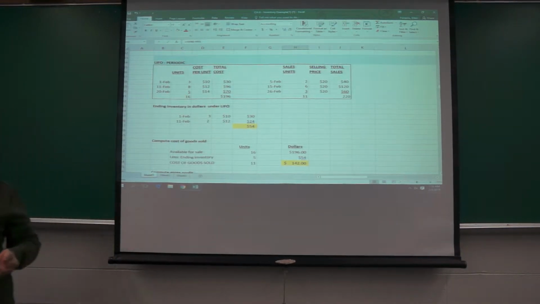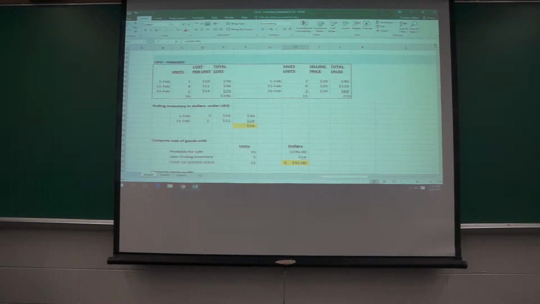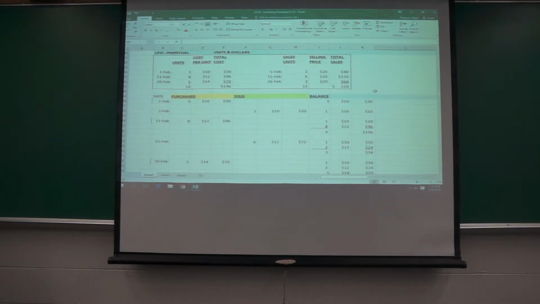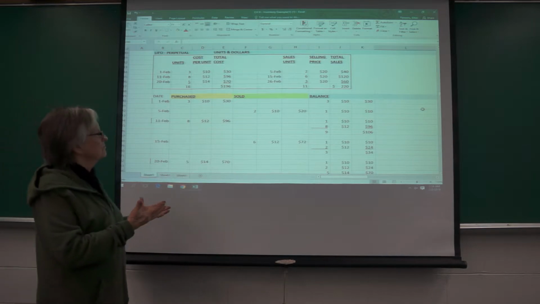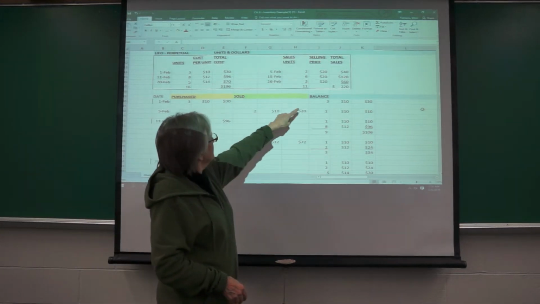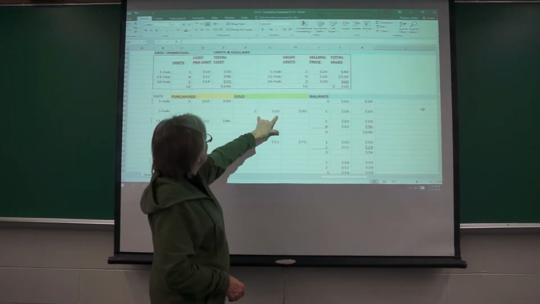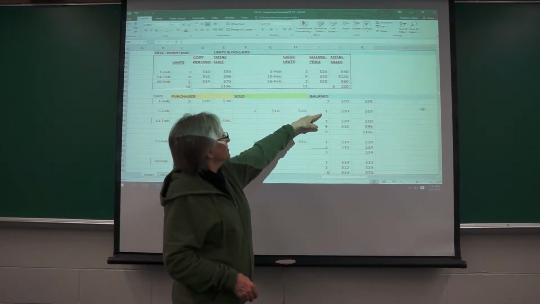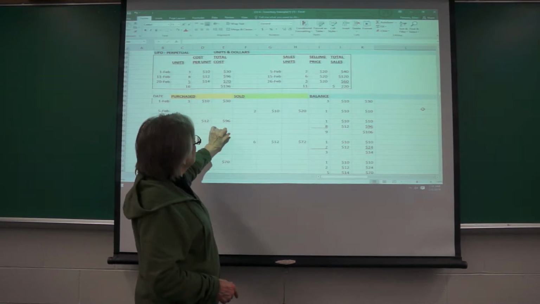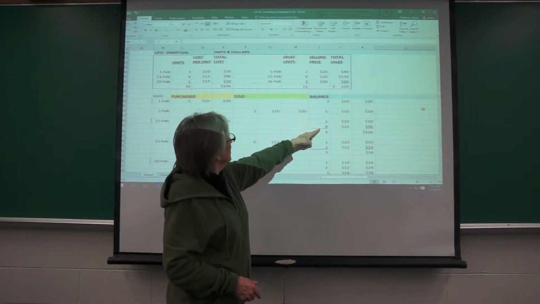Okay, so now let's look at the more confusing one. This is periodic, let's look at perpetual. It's the same setup as for FIFO, except it's going to be a little bit different when we come to our layers, how we treat them. So February 1st, we bought the 3 units, here's our balance. We sold 2, there's only 1 layer, so it had to be one of the ones at 10. Here, we buy the 8 more units at 12. So now we've got 2 layers.